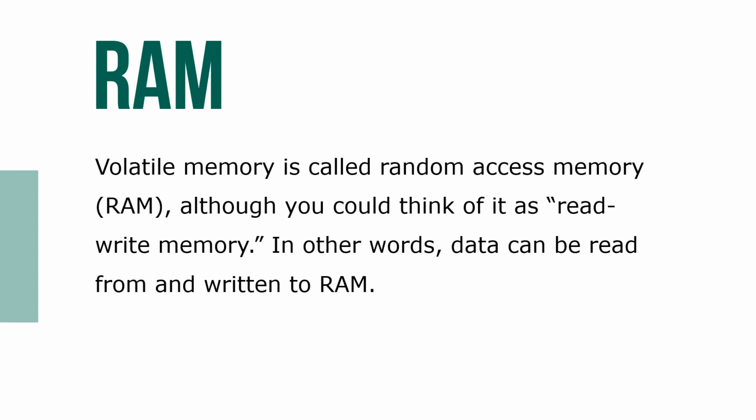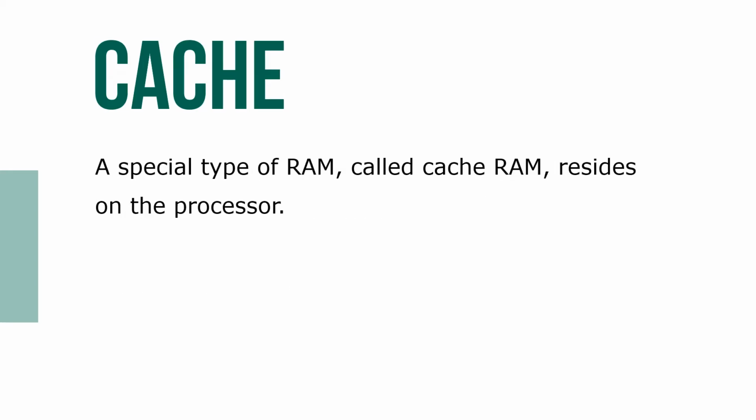Volatile memory is also called random access memory or RAM, although you could think of it as read-write memory. In other words, data can be read and written to RAM. A special type of RAM, also called a cache RAM, resides in the processor.